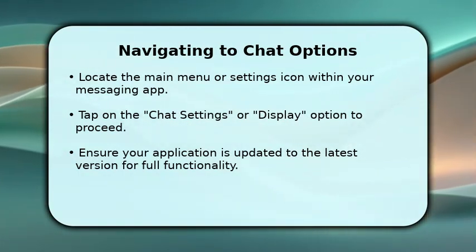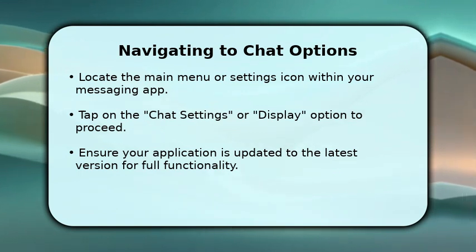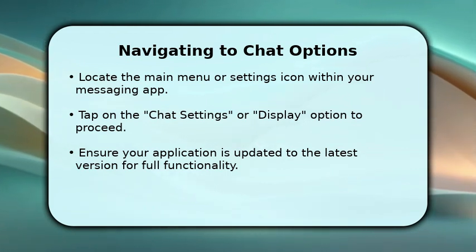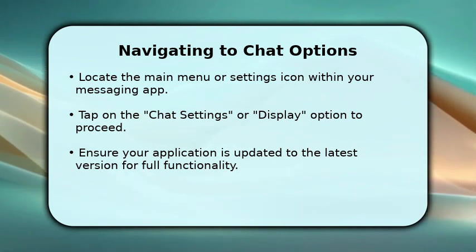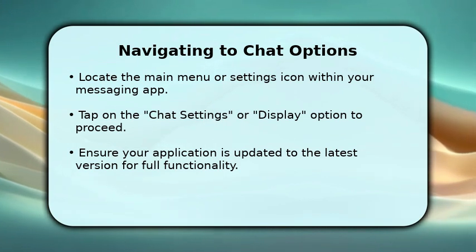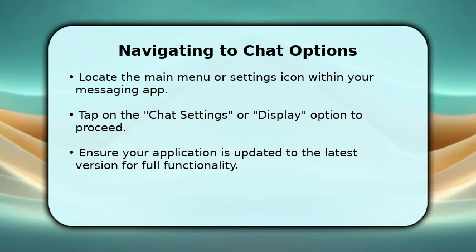Most messaging applications feature a clear settings icon, often represented by a gear or 3 dots. Once you find it, a quick tap will open a menu. Look for an option labeled Chat Settings or Display. Selecting this will take you to the specific area where you can customize your chat's appearance. It's a straightforward process, usually completed in just 2 simple steps.